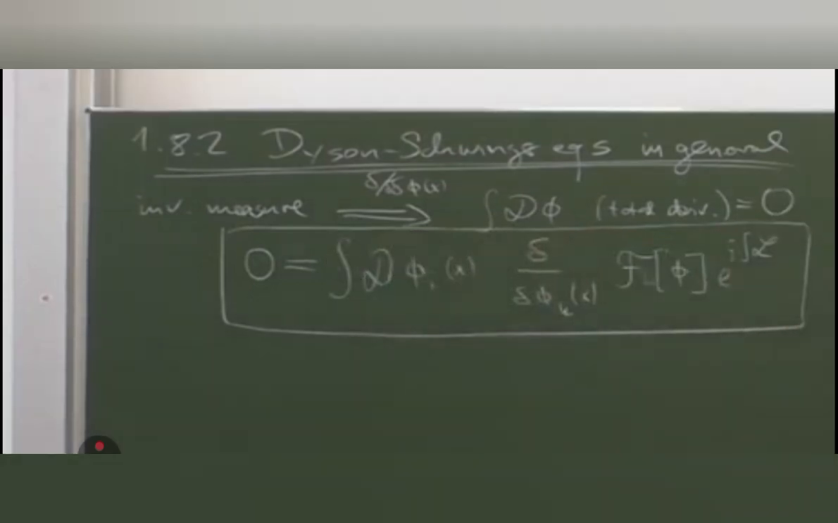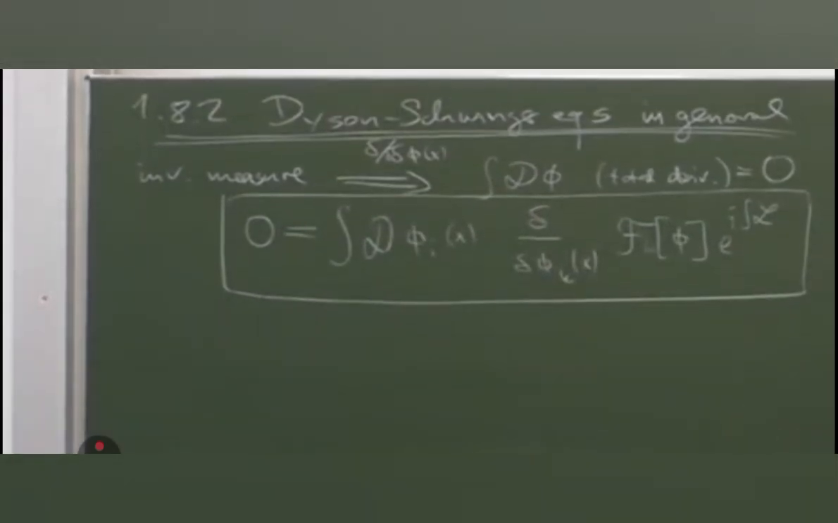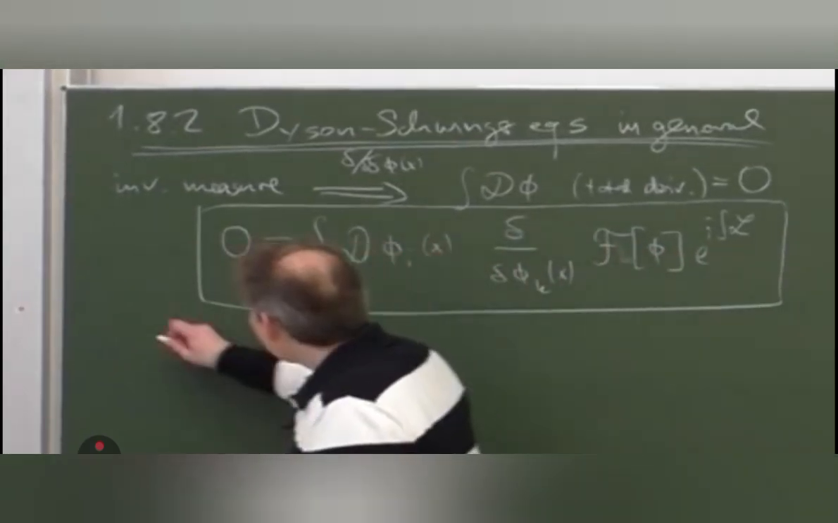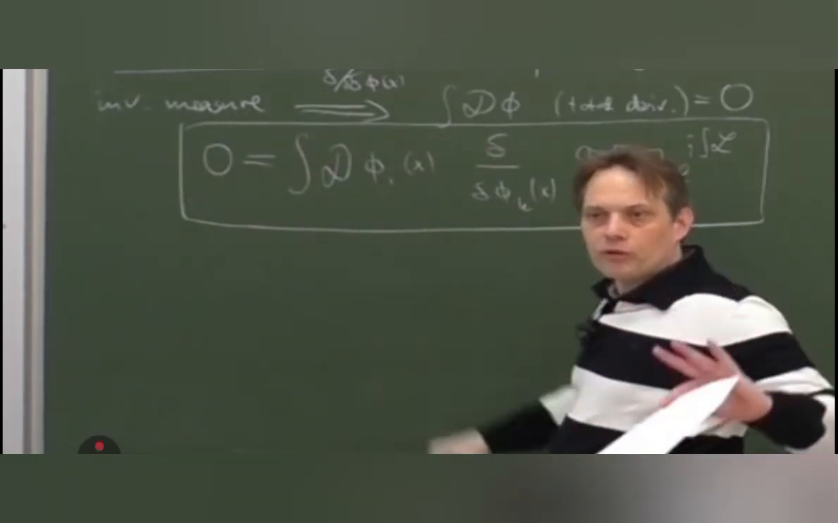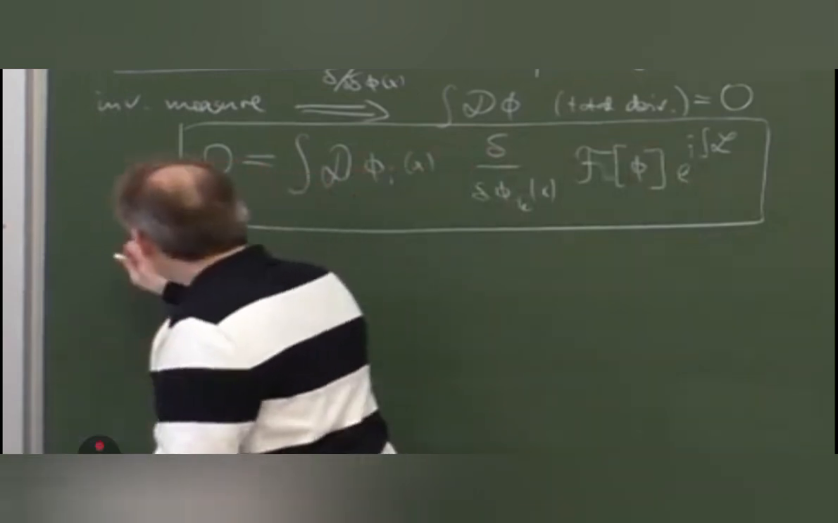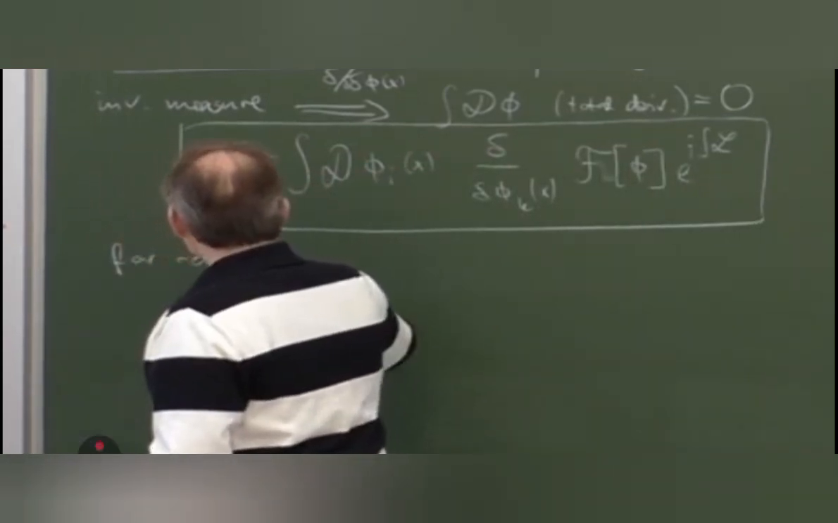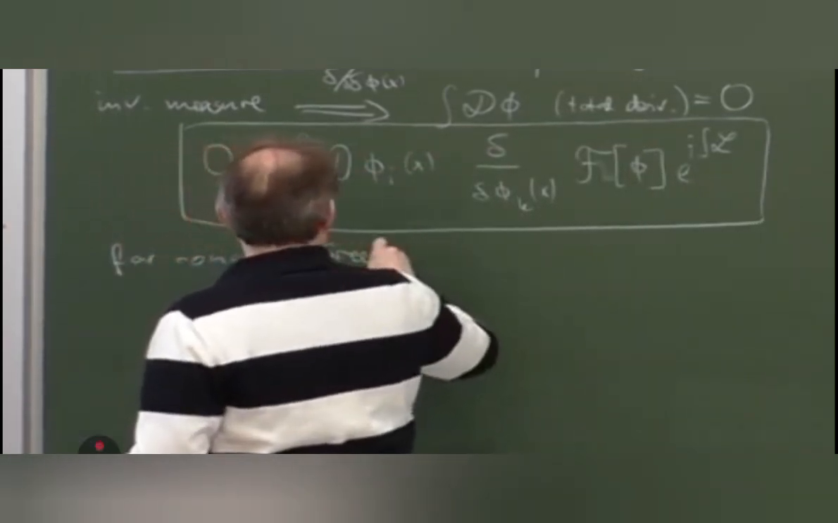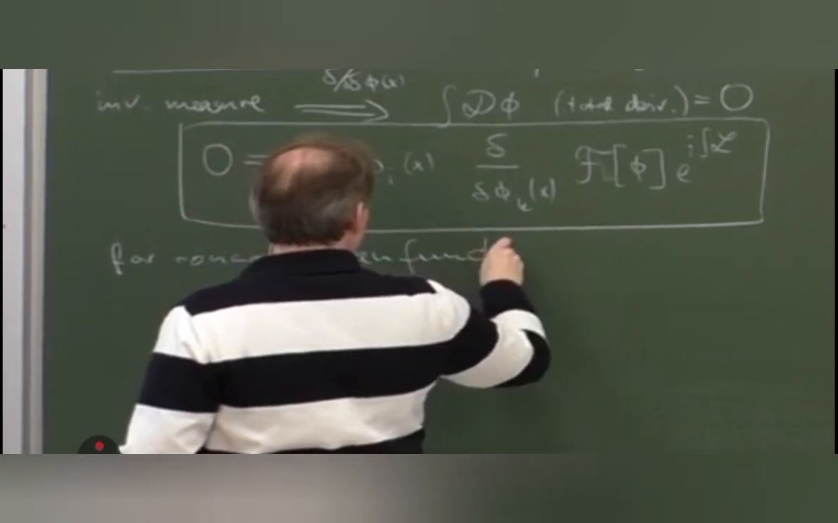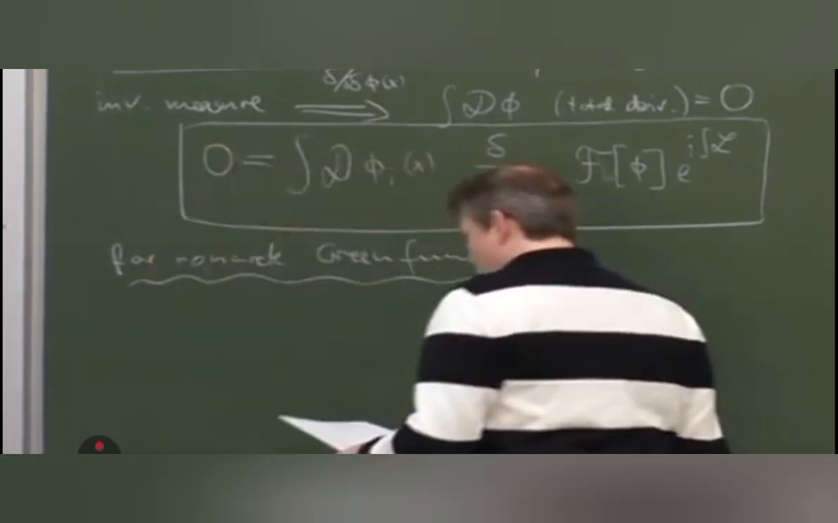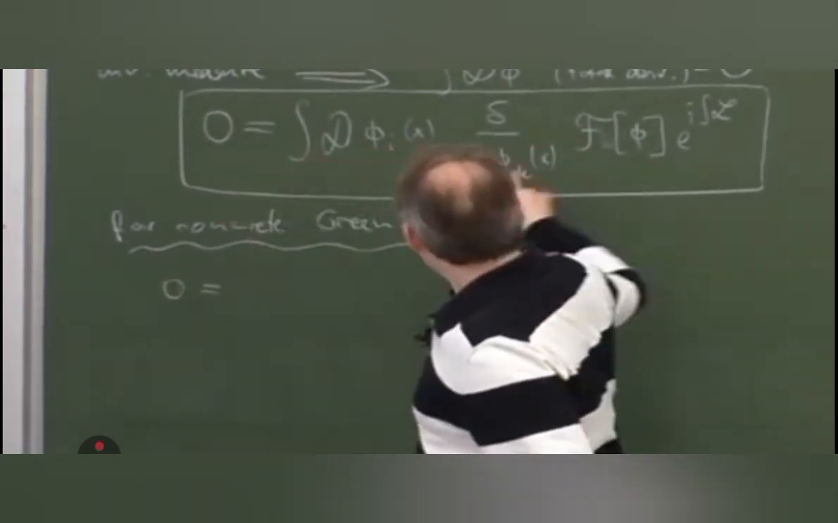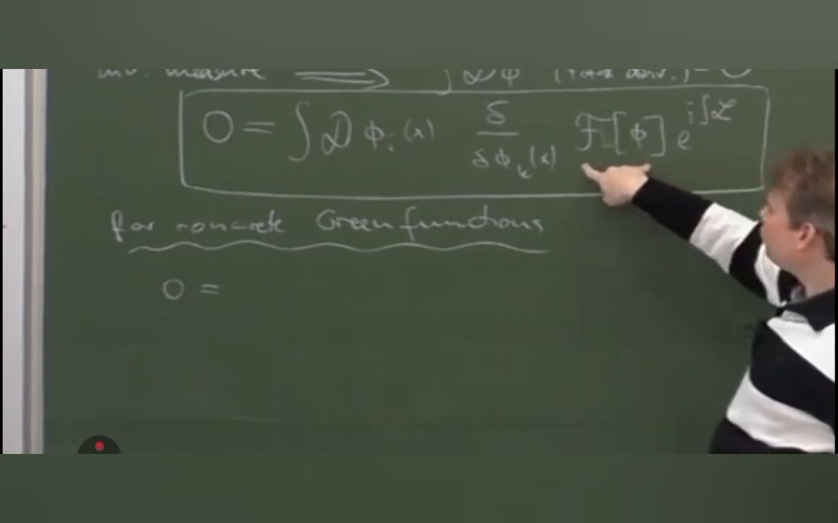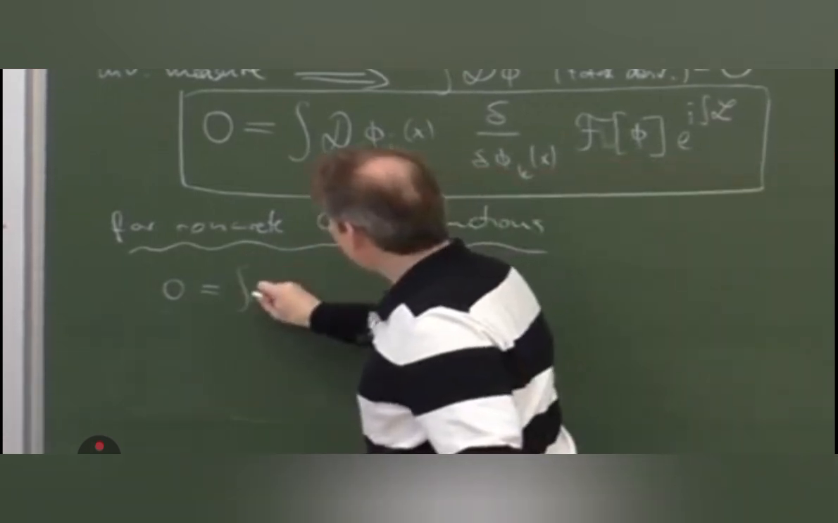This is basically already a Dyson-Schwinger equation, but let's bring it into a form which is more explicit, namely into a form for concrete Green functions, in other words, time-ordered expectation values of some field operators. So for concrete Green functions, we can write down the following, the same expression, but now let's really insert for the functional here our product of fields and see what happens.